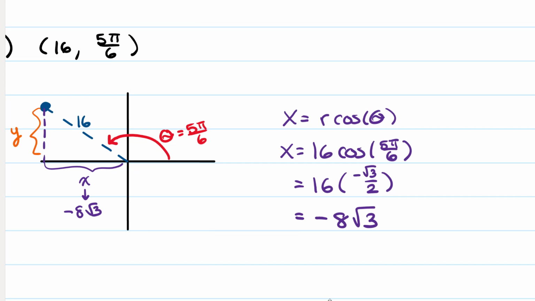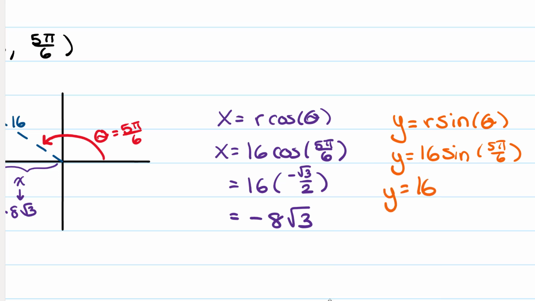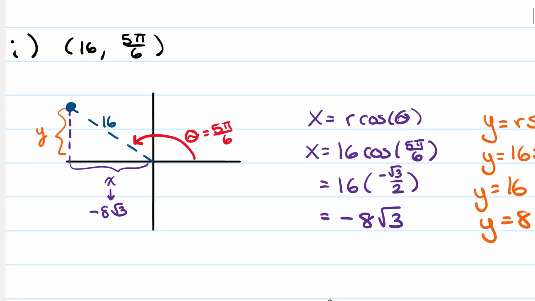And then the y coordinate is similar, but it's r sine theta. So this is going to be 16 sine 5 pi over 6. 16 sine of 5 pi over 6 is 16 times 1/2. So y is equal to 8. And so this is 8. That means the coordinates here are negative 8 radical 3 comma 8.